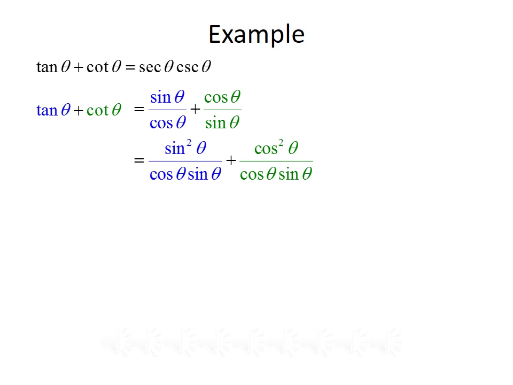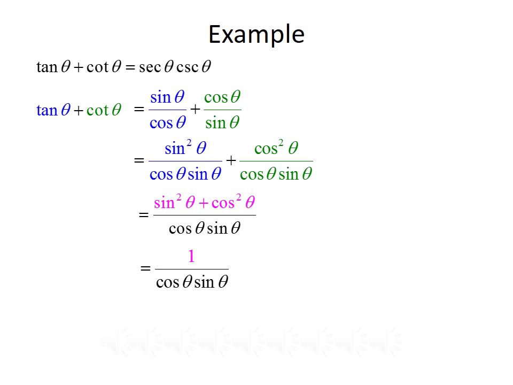And we'll multiply the second term by cosine of theta over cosine of theta, giving us cosine squared theta over cosine theta sine theta. Now that we have a common denominator, we can add our fractions together, giving us sine squared theta plus cosine squared theta over cosine theta sine theta. The Pythagorean identity tells us that sine squared of theta plus cosine squared of theta is equal to 1, so we have 1 over cosine theta sine theta.